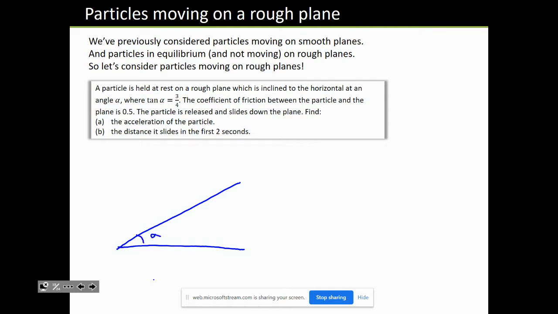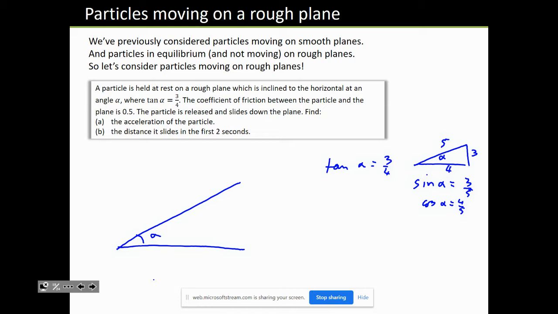we have an angle alpha here. And we have tan alpha is 3/4, which means that our triangle is going to be in this ratio, 3/4, which means this is 5. So we know that we can therefore get that sine alpha is 3/5, and cosine alpha is 4/5. And that's going to prove useful, I imagine.